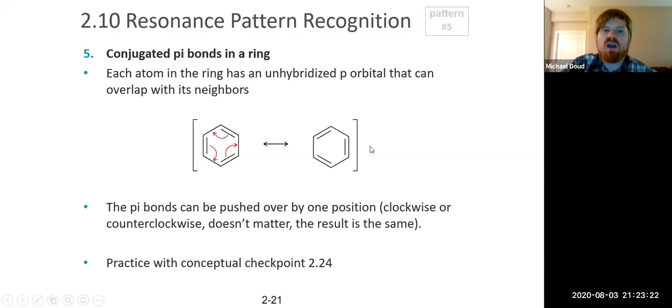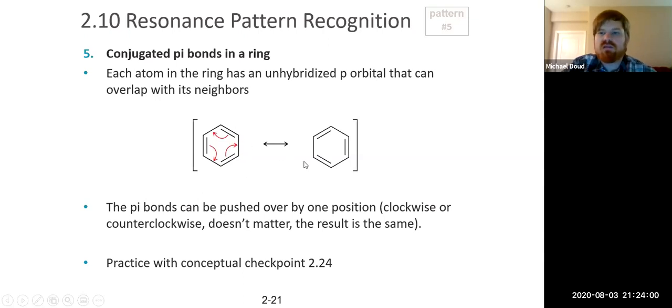Okay, the last one, conjugated pi bonds in a ring. Again, this is something that you're going to recognize here. This is a special ring that we're going to call the benzene ring. The benzene ring is basically a 6-membered ring that has alternating double bonds. So it's like single bond, double bond, single bond, double bond, single bond, double bond. And those alternating double bonds can just kind of flip positions. So we go from a double bond between carbons 1 and 2 to now it's being between 6 and 1. It was between 5 and 6, and now it's going to be between 4 and 5. And then here it was between 3 and 4, and now it's between 2 and 3.